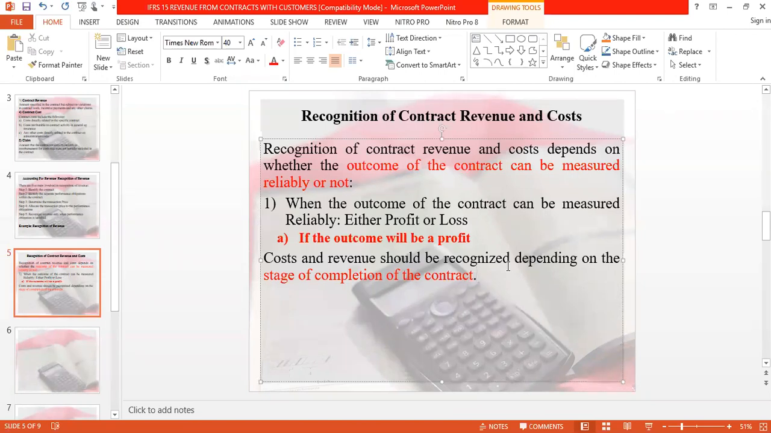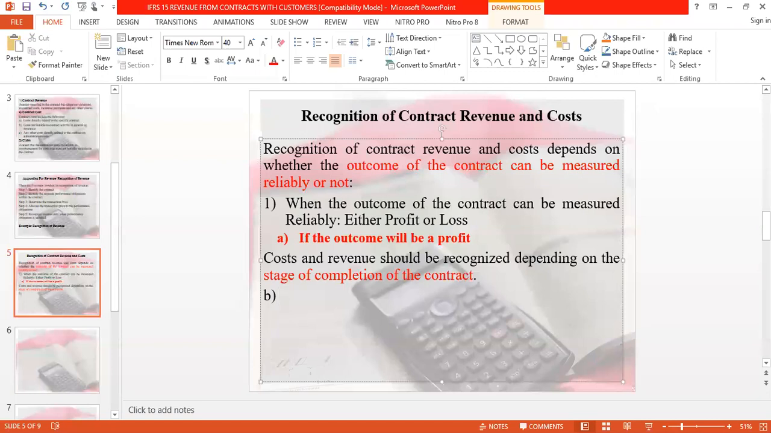I hope we are together there. So if you will get a profit, recognize depending on the stage of completion of the contract. Now, this is related to the question the other person was asking me, but I will still look at one example before I come to that question. So we have said if the outcome will be a profit, you recognize depending on the stage of completion.